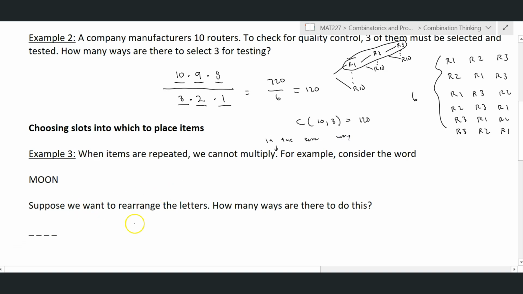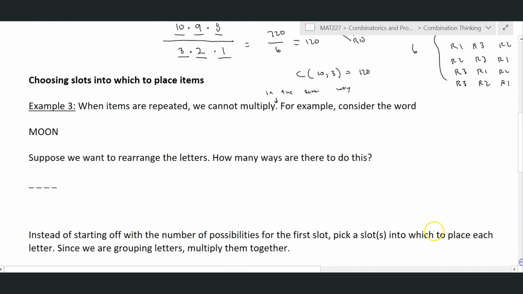For example, consider the word moon, and suppose we want to rearrange the letters. How many ways are there to do this? One of the common mistakes is to say there are 4 possibilities for the first letter, 3 for the second, 2 for the third, and 1 for the fourth, and when you multiply these together, you get 24. But here's the thing: if I just swap the 2 O's in the middle, I still get the same word. These represent the same word, and that's being counted in this 24. So moon and moon are each being counted individually, because we're just counting the O's being switched.